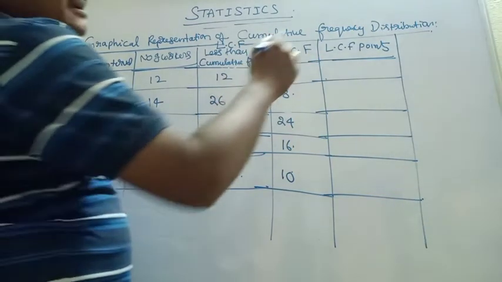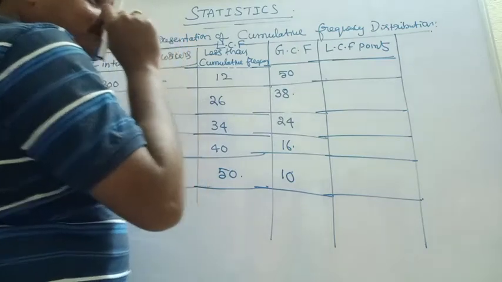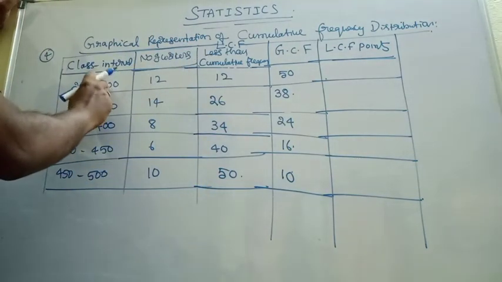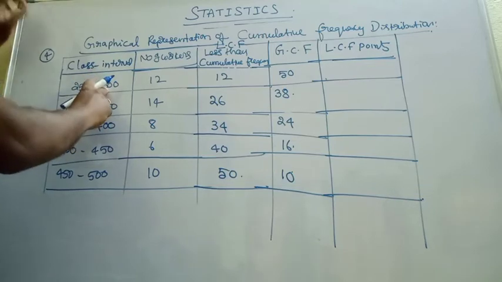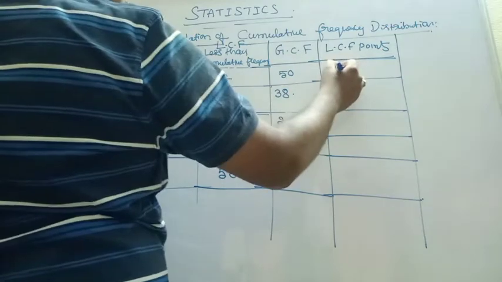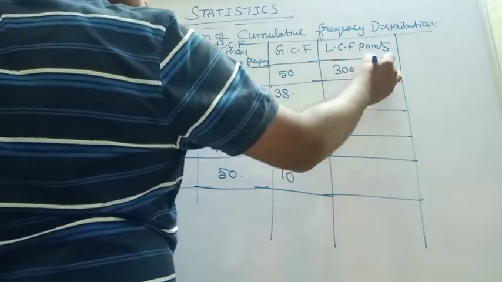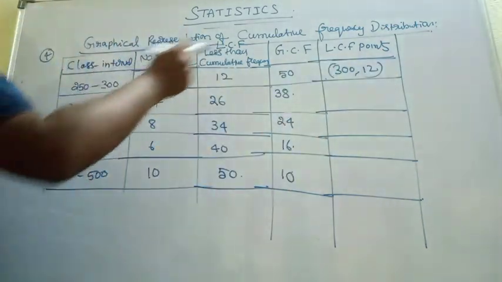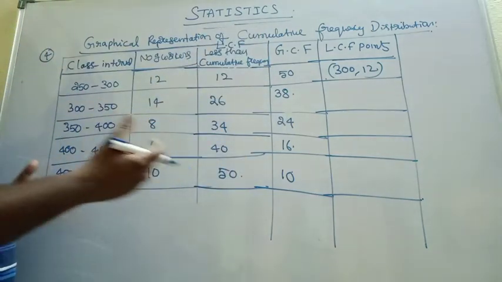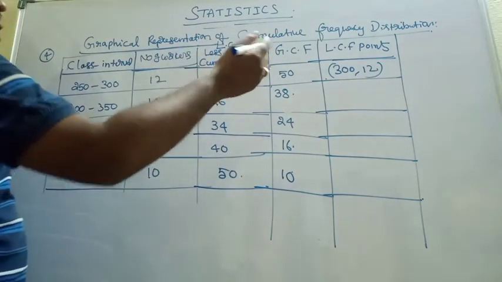Now to draw the LCF curve, the points, to draw the less than cumulative, we take an upper boundary. Less than 300 is the point 300 comma 12. These are the LCF points. Now we are going to plot them and we are going to get the curve. Please observe. This is 300 comma 12.